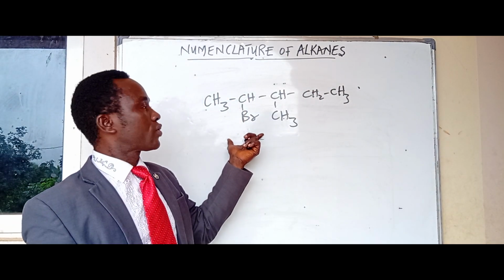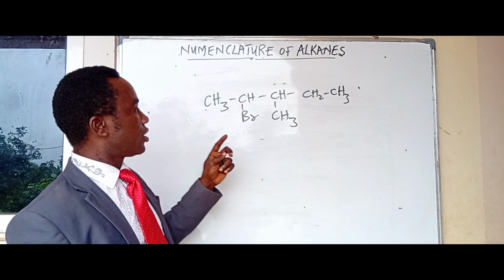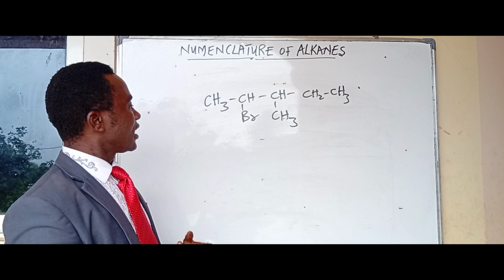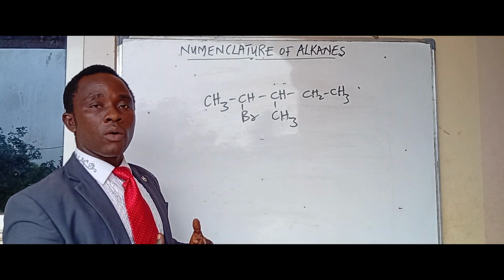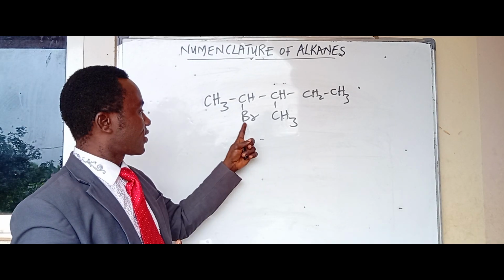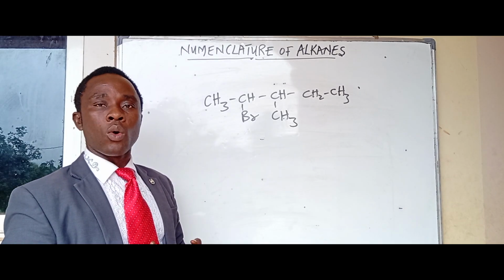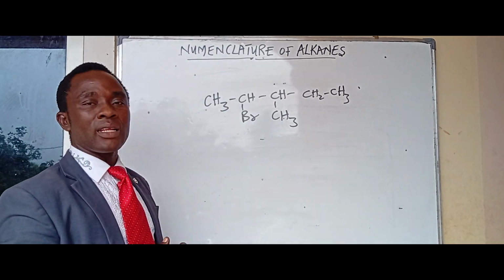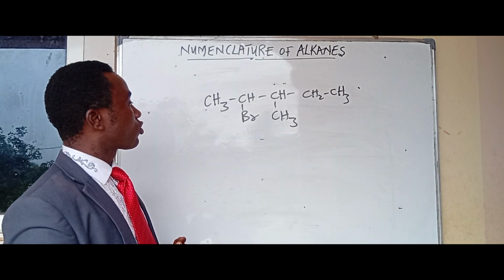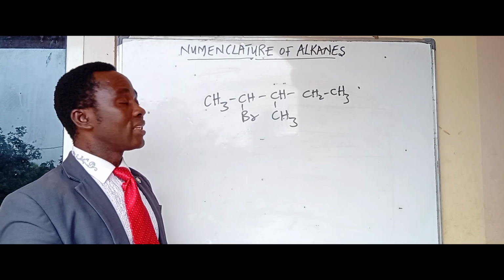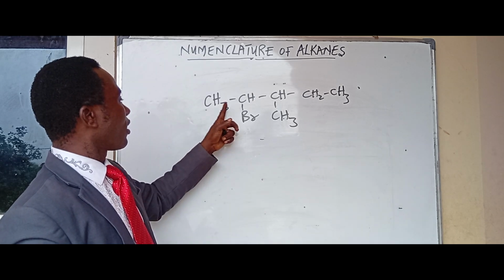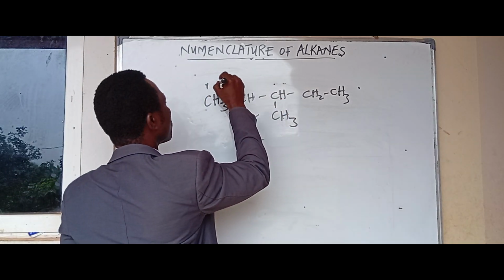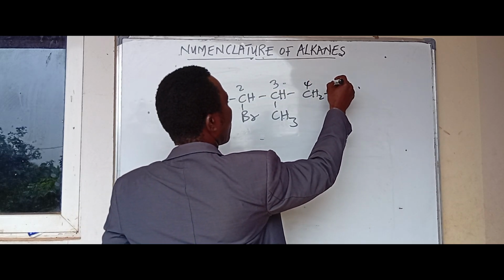We have 2 substituents. We identify the longest carbon chain, which is 1, 2, 3, 4, and 5. Having identified that, the next thing is we identify whether there is a substituent. Yes, there are two substituents. The next thing is to number the parent carbon chain. Now, if we want to number the parent carbon chain, we must make sure that the substituents take the least possible number. If I come from here 1, 2, if I come from here it is at number 3. So I take 1, 2, 3, 4, and 5.